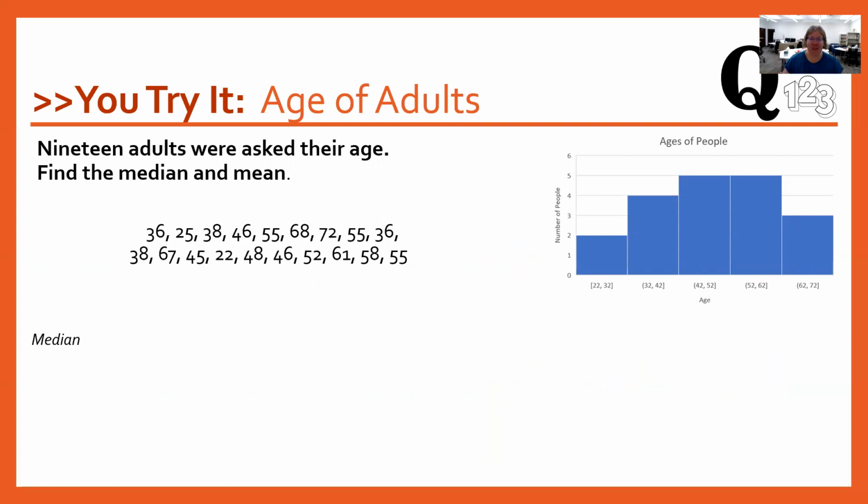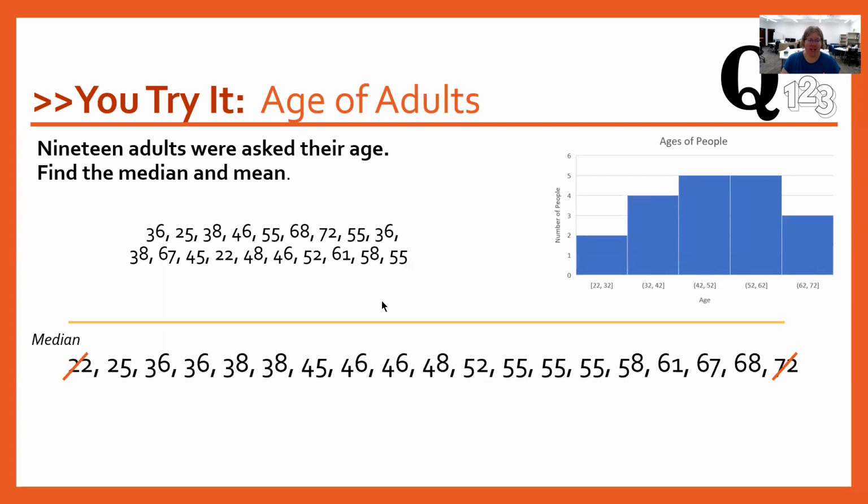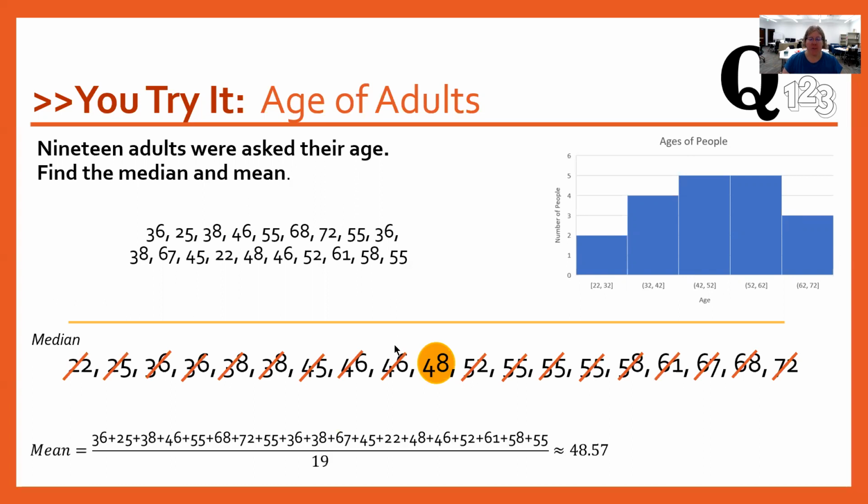All right, so hopefully you gave that a try. To do the median, we would need to put those numbers in order from smallest to biggest. And then I'm just going to cross my way out into the center. So just crossing numbers off from each side until I get to the point that 48 is the number that's in the direct center. So 48 is going to be my median. And then my mean, if I add all these up and divide by 19, I get about 48.57.